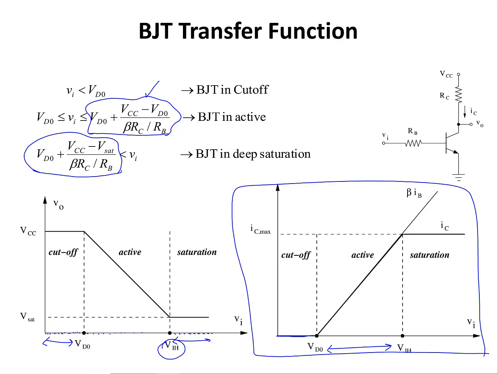Now beyond VI high, the transistor will go into the saturation mode. VCE is at its minimum value, which is equal to VSAT. From there, IC does not change with changing the value of I base. In other words, the transistor is going to saturate and IC is going to reach its maximum value of IC max. After that, if you increase VI, I base is going to increase, but IC is going to stay at a constant value.